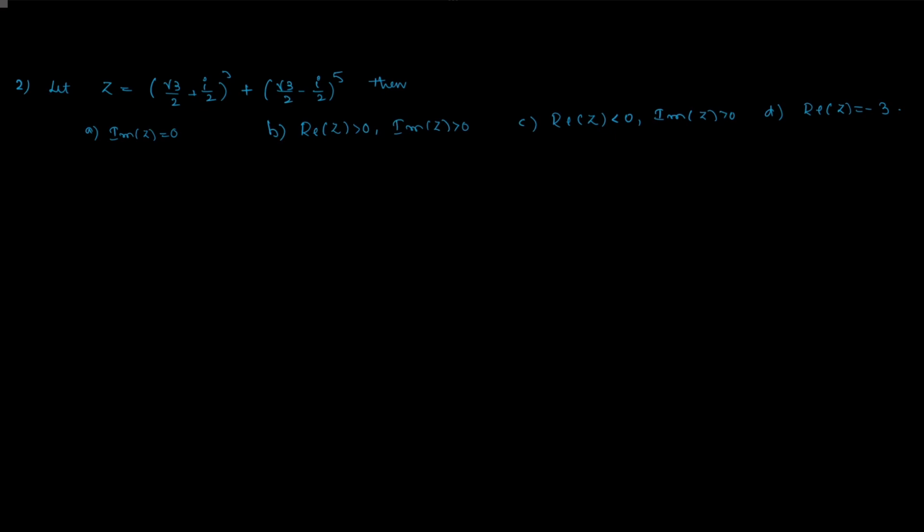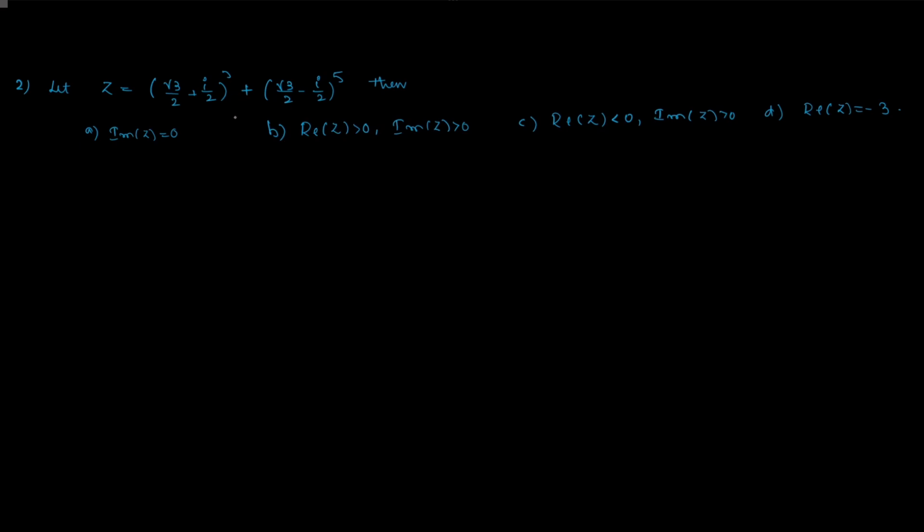Z is equal to root 3 by 2 plus i by 2 whole to the power of 5 plus root 3 by 2 minus i by 2 whole to the power of 5. So here this problem can be solved in 2 to 3 different ways. You can use binomial theorem, expand and simplify, you will get it.